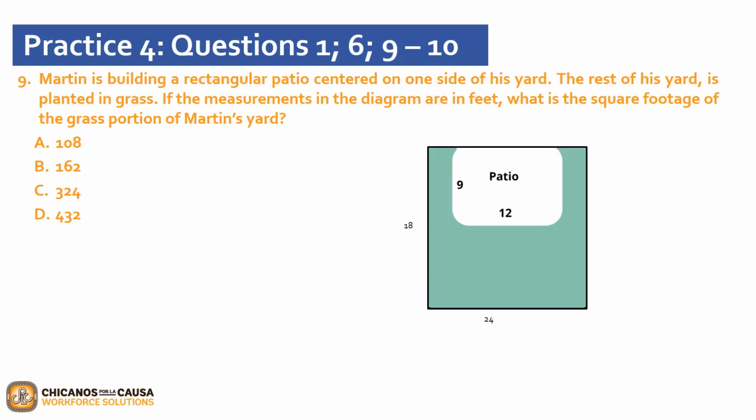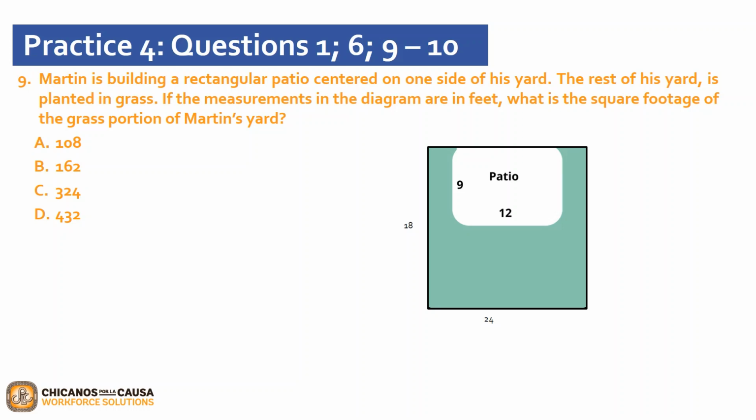Let's move on to questions 9 and 10. For questions 9 and 10, we are going to choose the best answer. So let's read number 9. Martin is building a rectangular patio centered on one side of his yard. The rest of his yard is planted in grass. If the measurements in the diagram are in feet, what is the square footage of the grass portion of Martin's yard? Okay, so they are looking for the square footage of the grass area only.